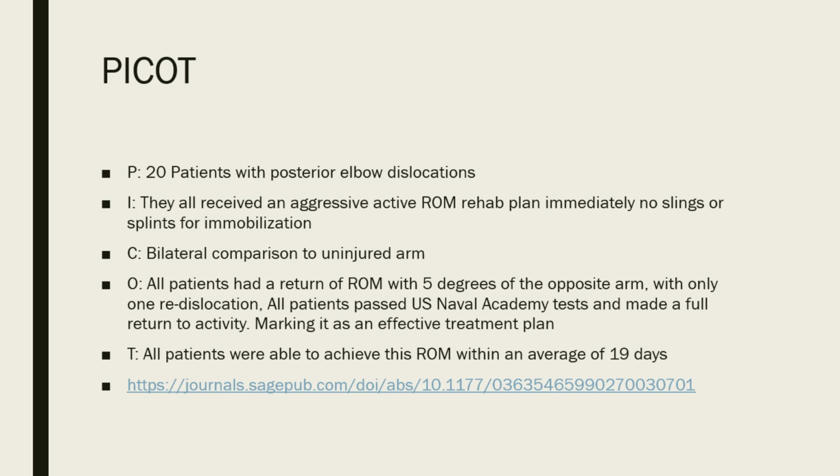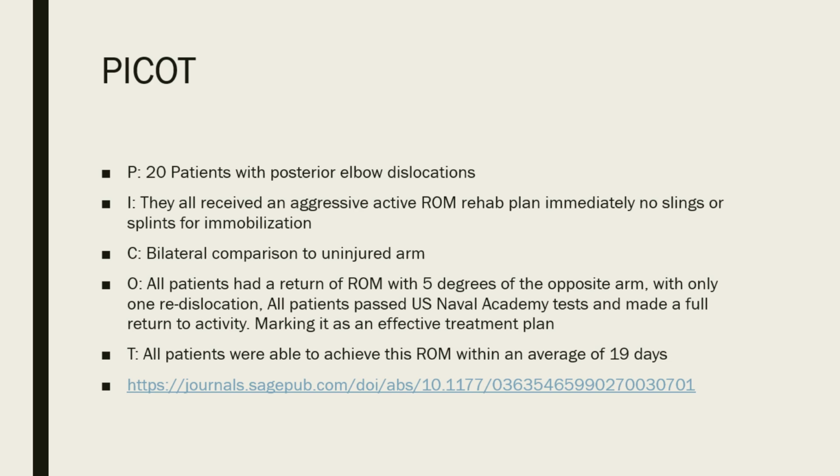The PCOT analysis that I found had 20 patients with posterior elbow dislocations. They received an aggressive treatment plan where they had no immobilization, it was reduced, no surgeries were needed, and they went straight into nonstop full range of motion rehab. The comparison was the uninjured arm, and all of them returned to a range of motion within 5 degrees of the opposite arm. Only one person had a redislocation.